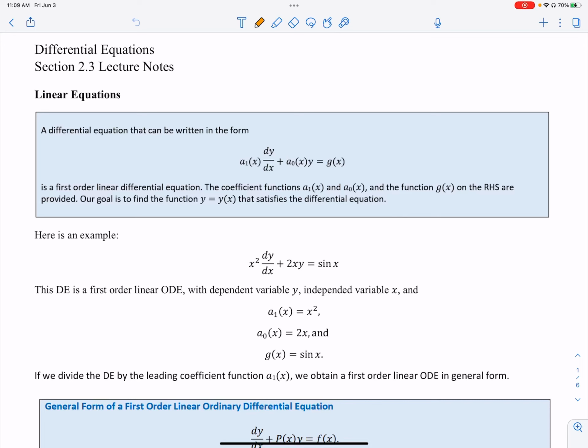In this video, we are going to start our discussion of section 2.3, which is first order linear equations. There is a method to this. It is very brilliant. Somebody came up with this. It's very interesting. So it's not extremely intuitive.